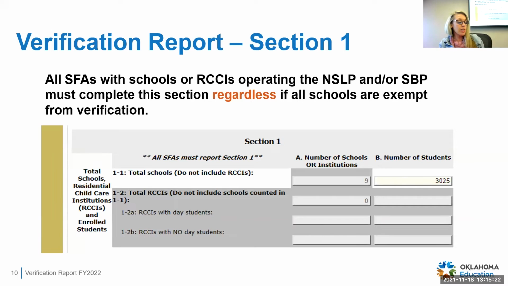Day students are those students not institutionalized, and eligibility is determined individually by application or direct certification. And then column 1-2B, column A and column B, if RCCIs report in column 1-2 column A, enter the number of RCCIs with no day students, and it's just the total number of institutionalized students. So the sum of the students reported in 1-2A, B will not equal the same as 1-2 column B.